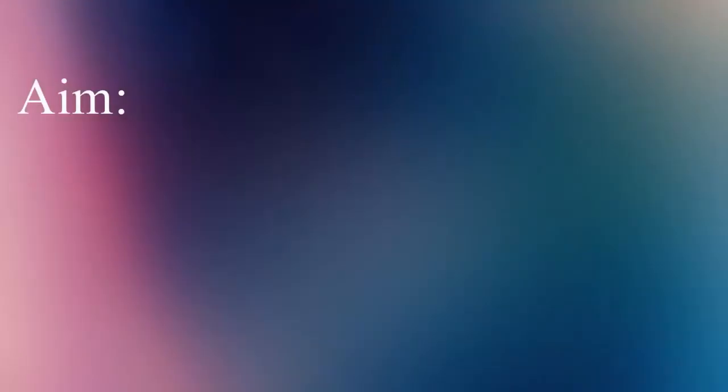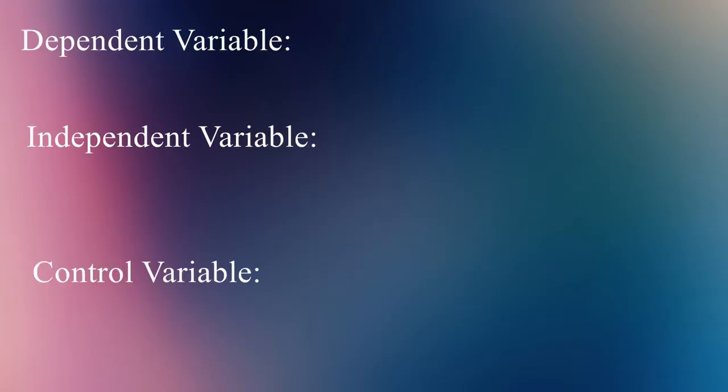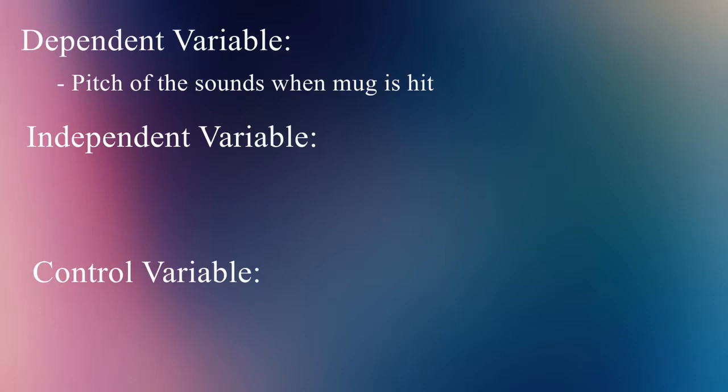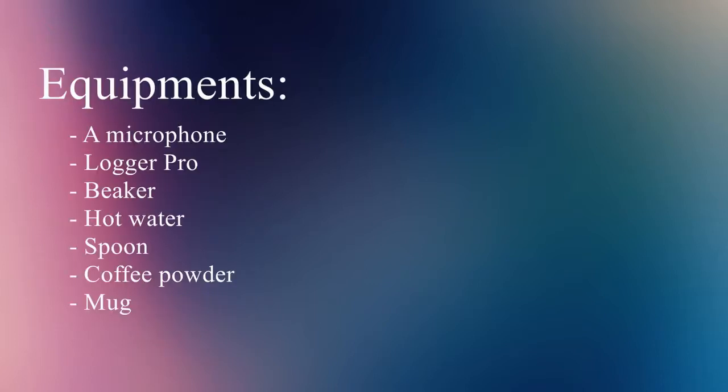Our aim is to investigate the reasons and the physics behind the hot chocolate effect. The dependent variable is the pitch of the sound when the mug is hit. The independent variables are the amount of water, amount of coffee powder, and the temperature of the water. The controlled variables are the same spoon, same mug, and same coffee. These were our equipment.